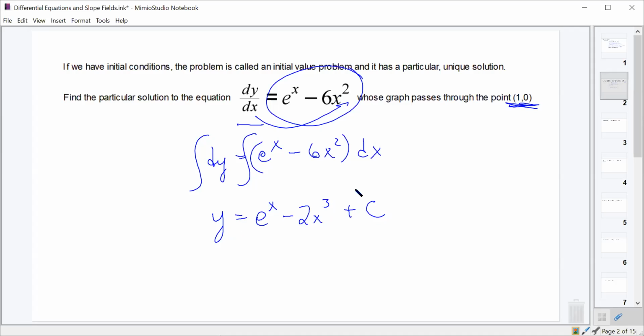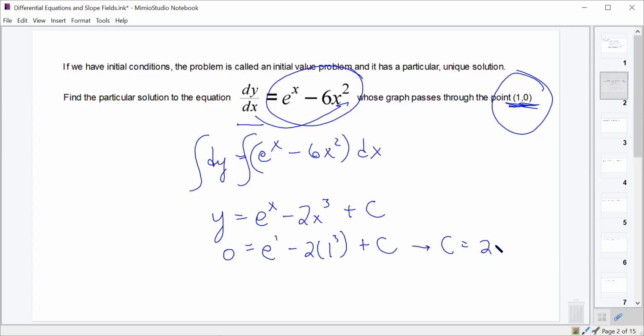What's next? We want it to go through the point (1, 0). Plug in our x and y and find c. Exactly. So we'll plug in 1 for x and 0 for y. 0 equals e to the first power minus 2 times 1 to the third power plus c, and this is just e minus 2 plus c equals 0. So what does our constant equal? It's 2 minus e. Yep, it comes out to be 2 minus e.